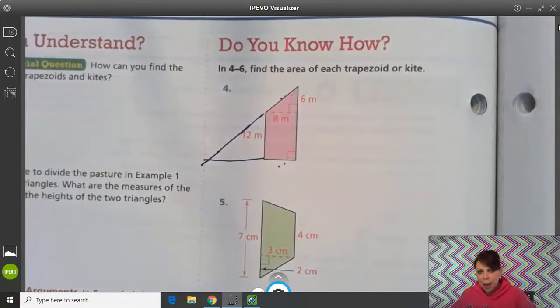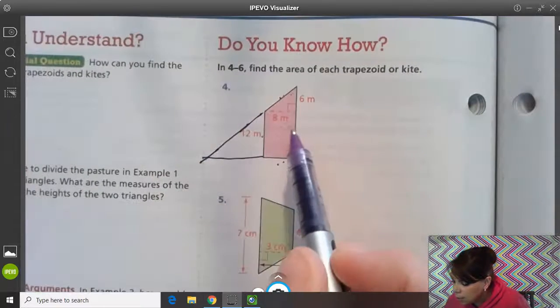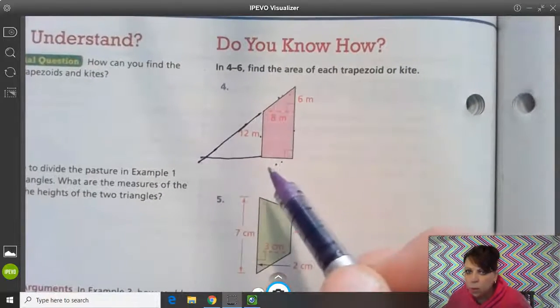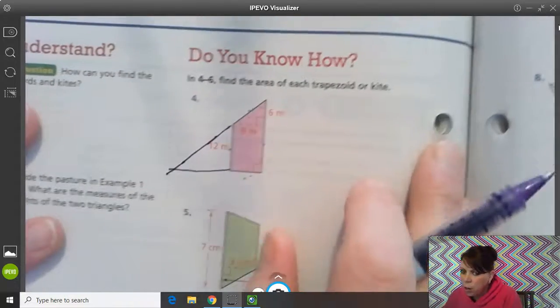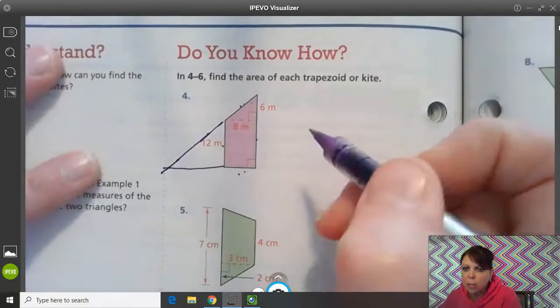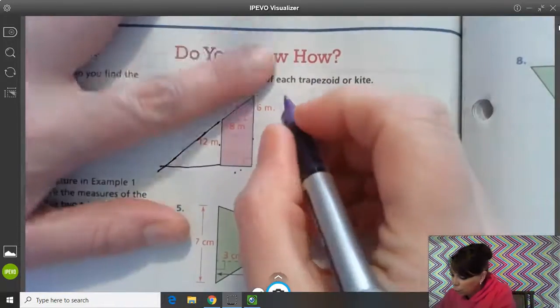So those are not our parallel sides. This side and this side, if we continued those lines on forever, they would never touch. They would never cross each other. So let's just refresh our memory of what the formula is for a trapezoid.